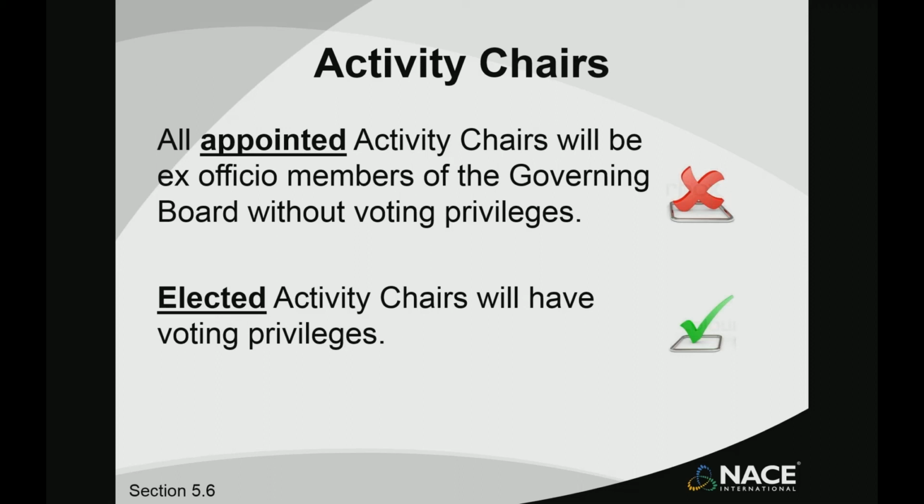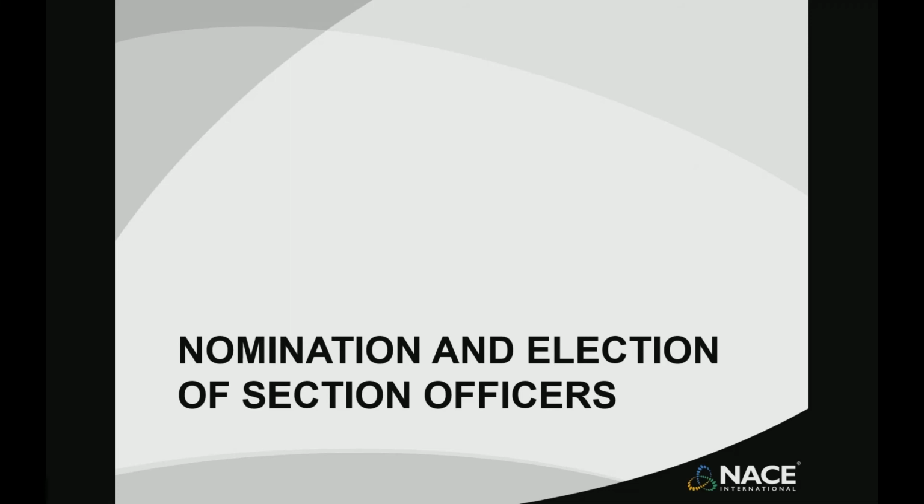As we discussed previously, for activity chairs, all appointed activity chairs will be an ex officio member of the governing board without voting privileges. All elected activity chairs will have voting privileges. That's an option for each section to make depending on what works best. As far as nomination and election of section officers, there will be a few revisions, and they're as follows.